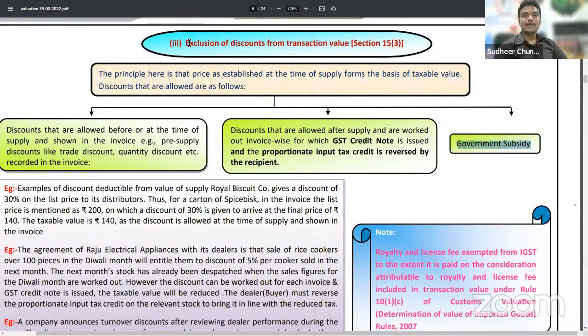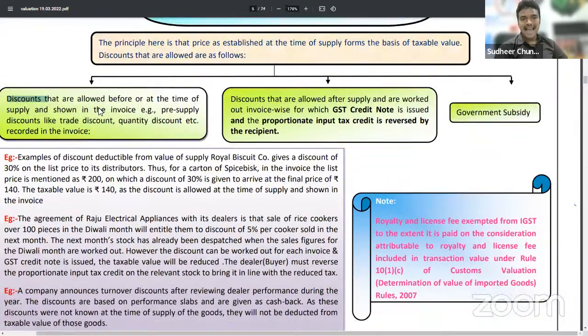Okay. So now coming to exclusions, starting with discounts. What are the exclusions from the value of the supply? First one is discount. Sir, discount may be of anything: primary discount, secondary discount, cash discount, trade discount, seasonal discount, year-end discount, whatever may be the name, any discount which was reduced in the invoice. If in the invoice itself you reduce the discount, then after the discounted price only GST will be levied.